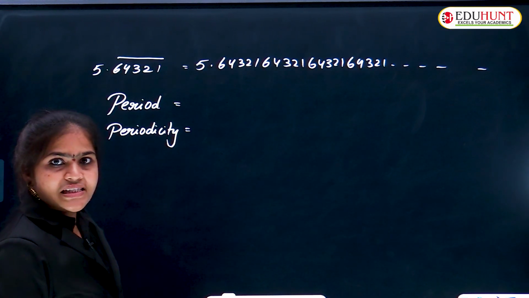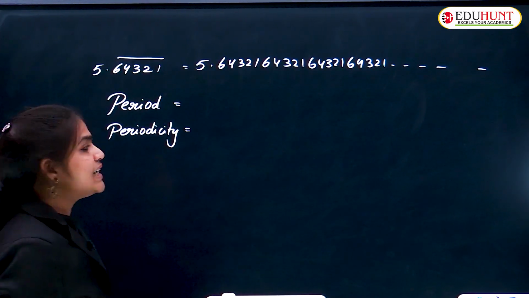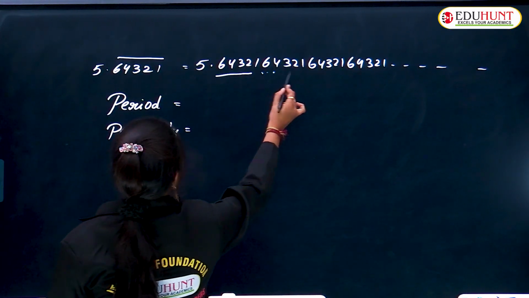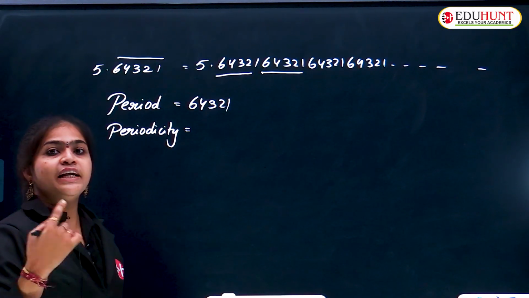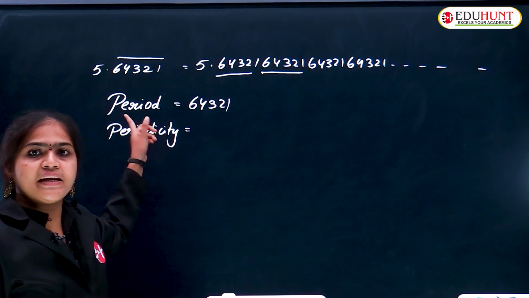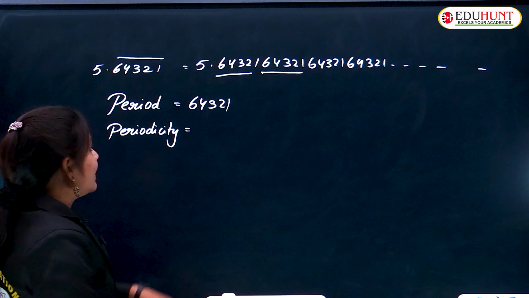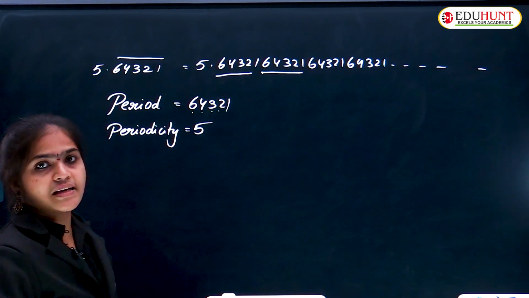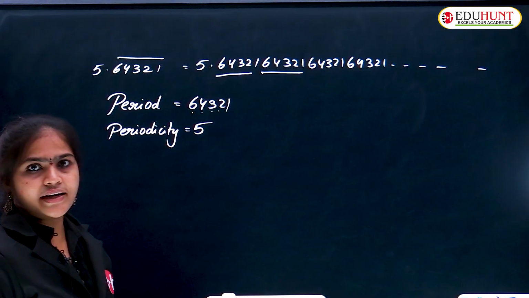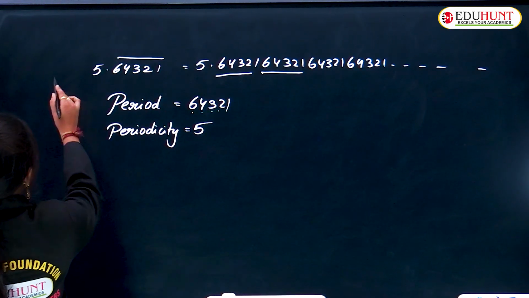Period means which value is in repetition. Here 64321 is in repetition, that's why that is the period. How many digits are there here? 1, 2, 3, 4, 5. Five digits are there, so 5 is the periodicity. Understood? One more example.